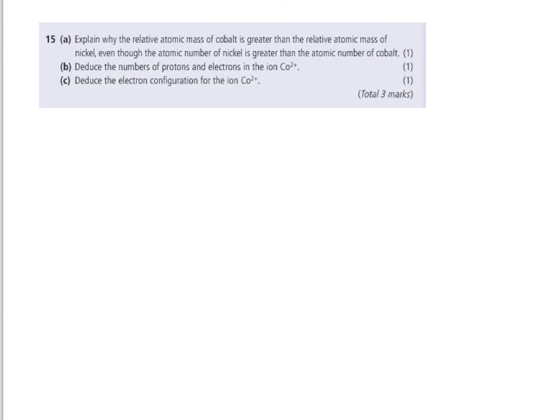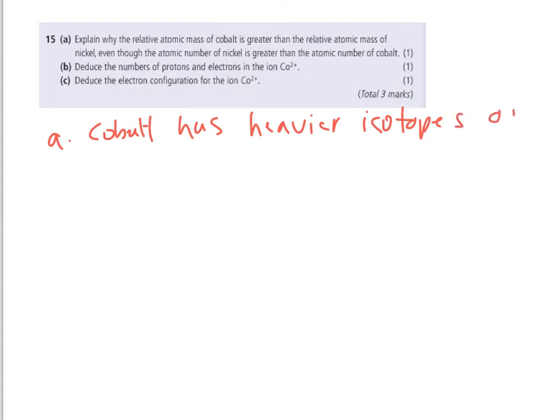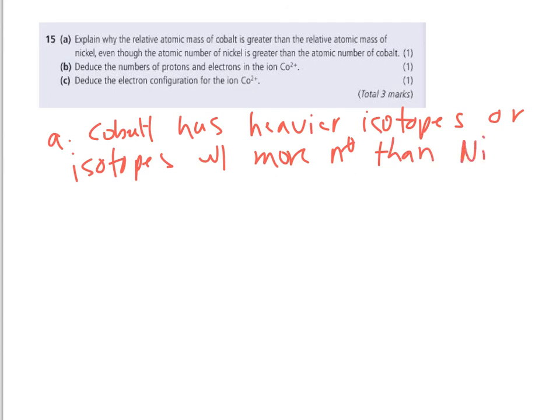And finally, number 15, explain why the relative atomic mass of cobalt is greater than the relative atomic mass of nickel, even though the atomic number of nickel is greater than the atomic number of cobalt. So we've already had a problem similar to this. It's just letting us know that cobalt has more neutrons or has heavier isotopes, or isotopes with more neutrons than nickel. And that's what's going to influence the mass.